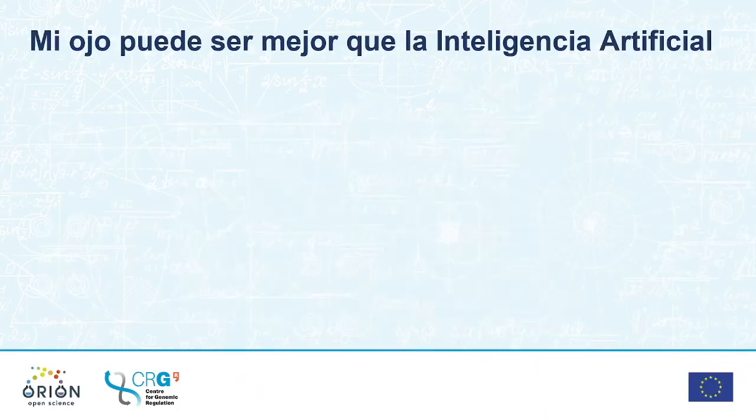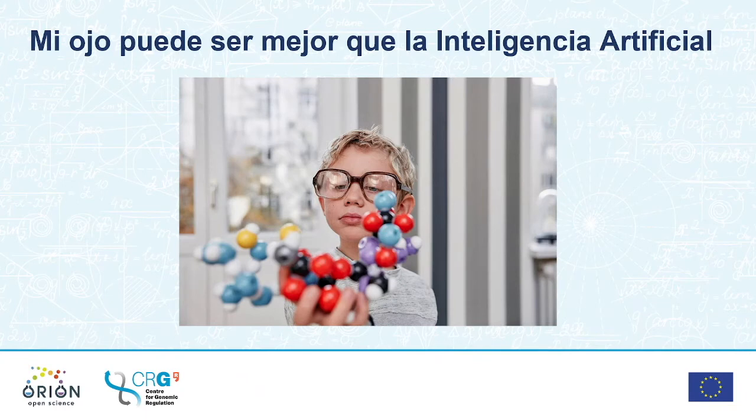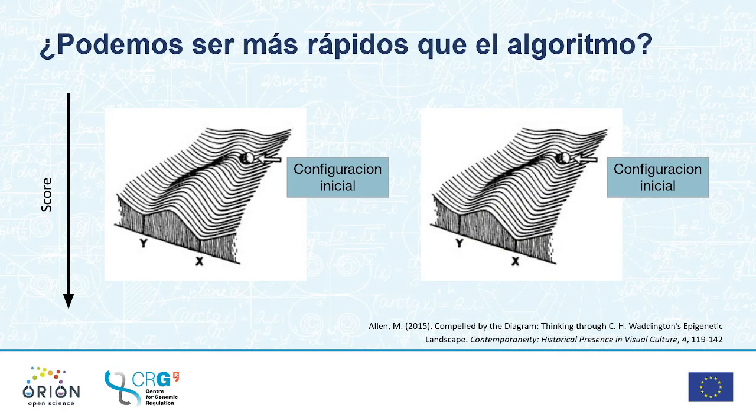To do this, we will use our eyes and the ability of our brain to quickly process visual stimuli, because, as we say in Genigma, my eye is better than artificial intelligence. Therefore, the challenge is, can we do better than the algorithm? For example, what the algorithm can do in the easier levels is to explore all the possible configurations and choose the one with the highest score.